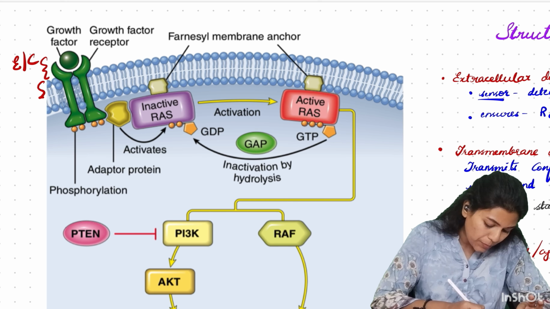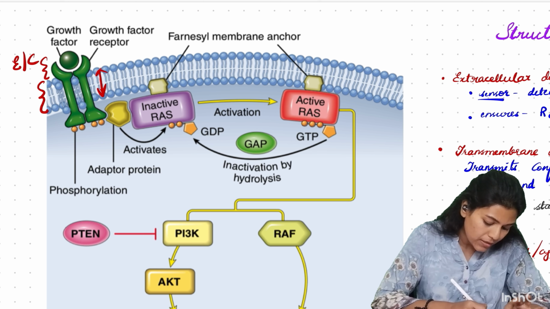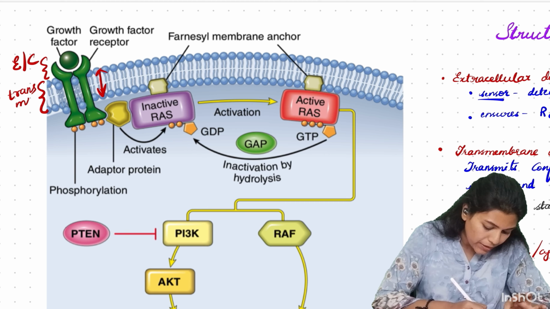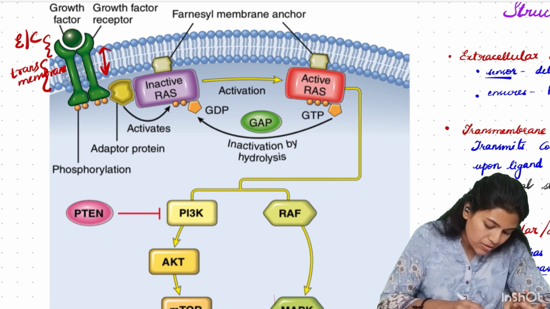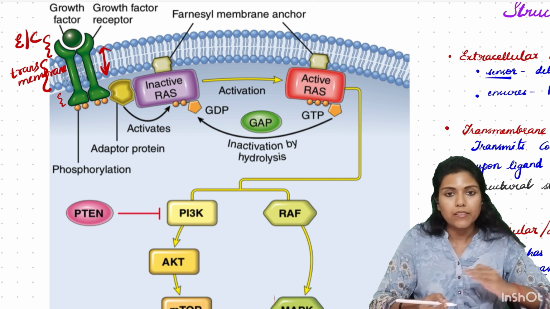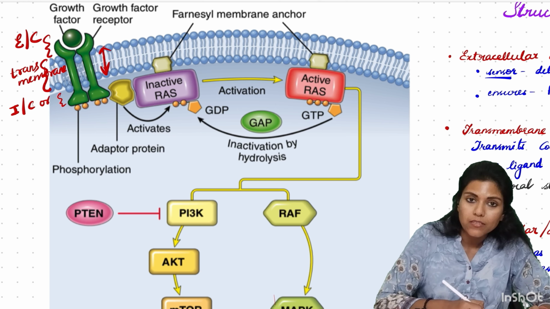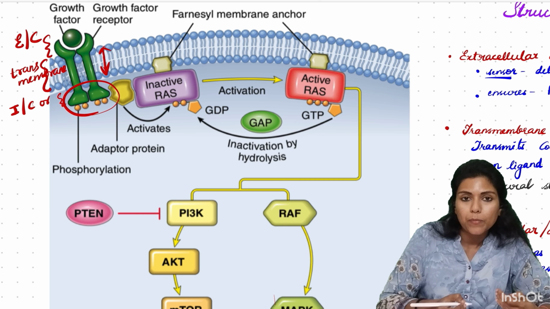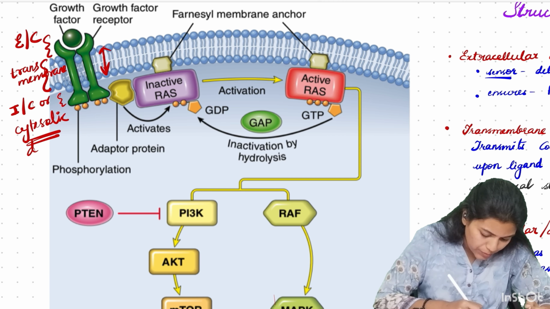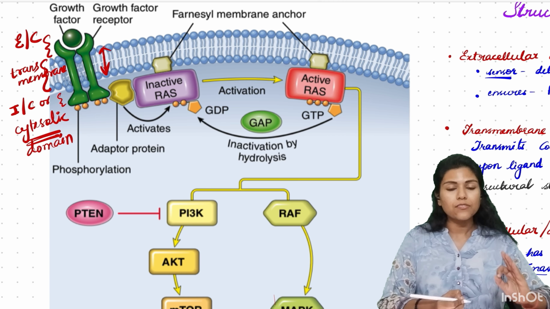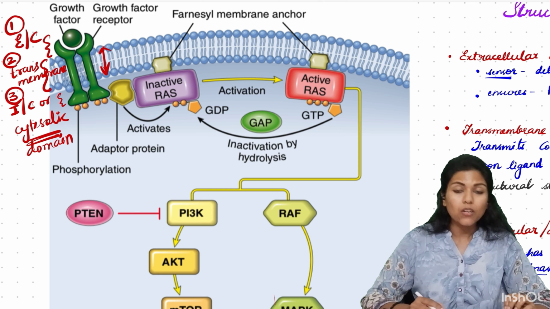And the part of the receptor embedded within the span of the membrane is called the transmembrane domain. And the part inside the cell is called intracellular or cytosolic. Since this part of the receptor is floating in the cytoplasm, it is also called cytosolic. So this receptor has 3 parts: extracellular domain, transmembrane domain, and the intracellular or cytosolic domain.